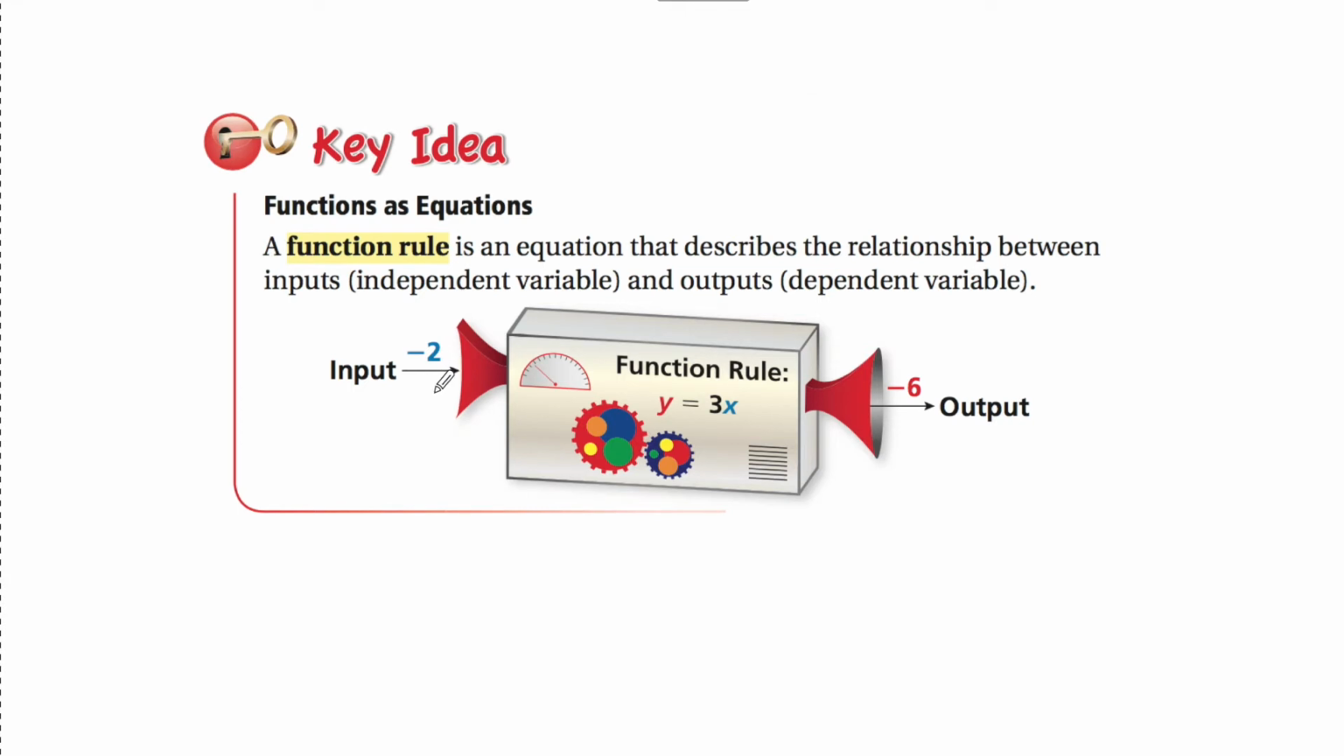So if this input is -2, we plug it into y equals 3x, and our output is going to be -6. If we plugged in, let's say, 3 as our input, our output would be 3 times 3, which is 9. So our output depends on whatever our input is. This is why our input is independent and our output is dependent. Okay, so that's our first key idea.